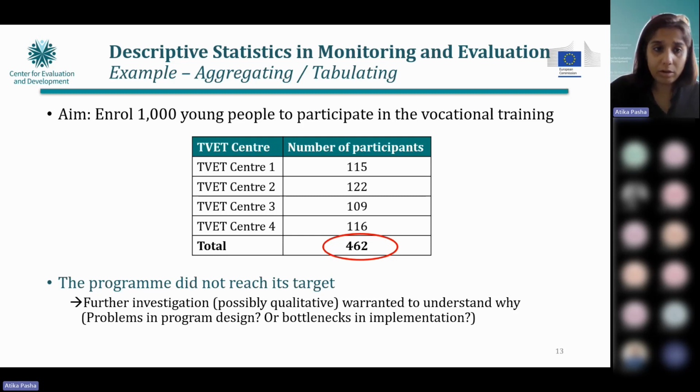Before I move on to the second goal, just very quickly: in case the program did not reach targets, this is an interesting finding that you can explore through quantitative or possibly qualitative analysis and investigation as to why. Why was there such low enrollment? Was it possibly problems in the enrollment process, problems in the outreach, or in general, what are the bottlenecks? And you can explore this through just this one variable.